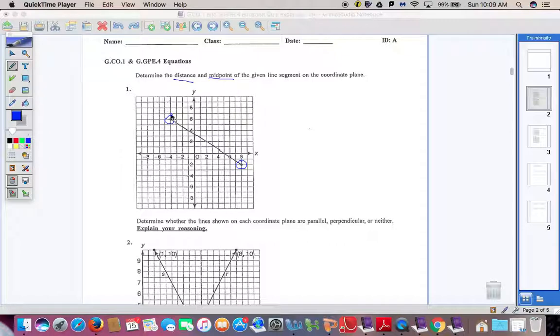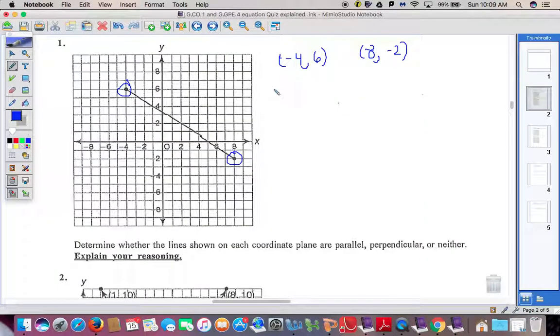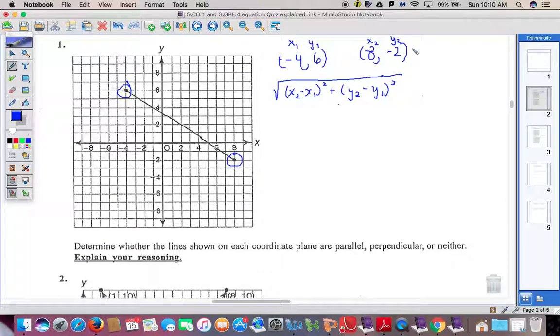Okay, so the ordered pair for this particular point is going to be -4, +6. And the ordered pair over here for this point is going to be 8, -2. Okay, so from here, we can find the distance. And the distance is the square root of (x2 minus x1) squared plus (y2 minus y1) squared. You've got to identify which ordered pair is going to be your x1, y1, and which is going to be your x2, y2. Now remember, every ordered pair has both an x and a y value, so you can't intermingle these.